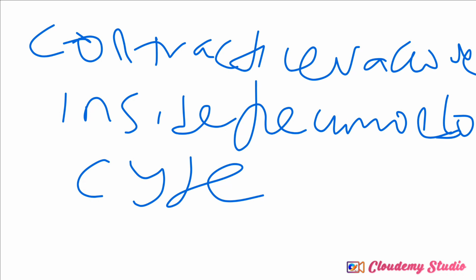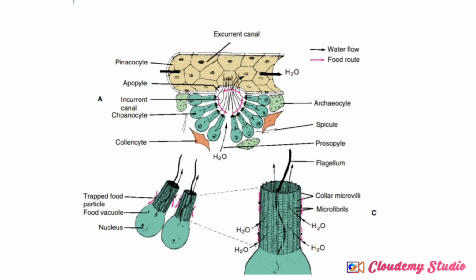Now, I've talked about the asexual reproduction. So I'm going to talk about the sexual reproduction very soon. So this is how they look. Can you see? This is how the sponge looks. Can you see? This is their flagellum. This is their prosopyle. This is where water flows in and water flows out. You understand? Water flows in and water flows out.